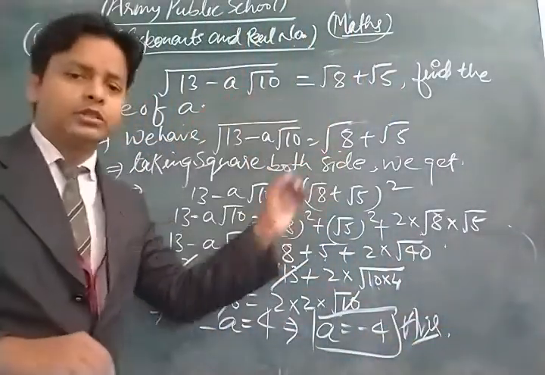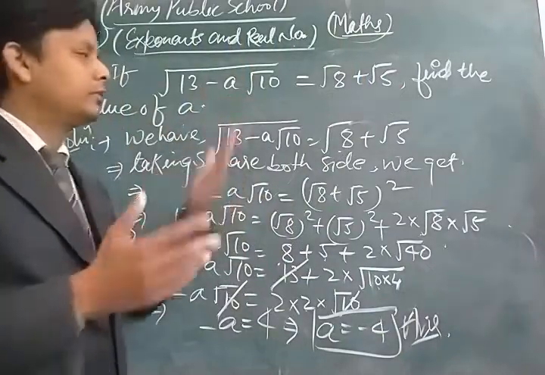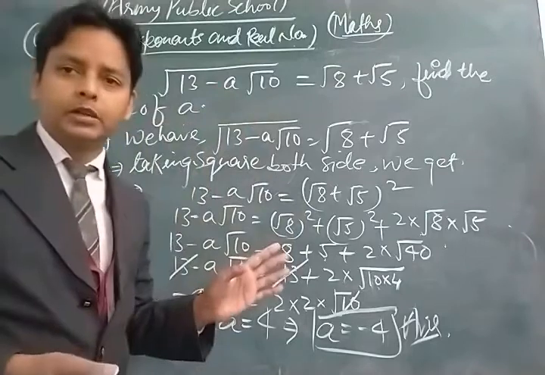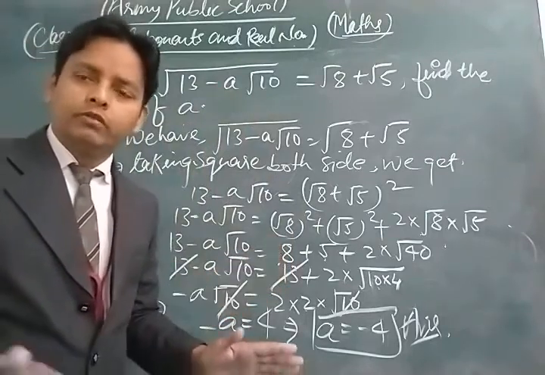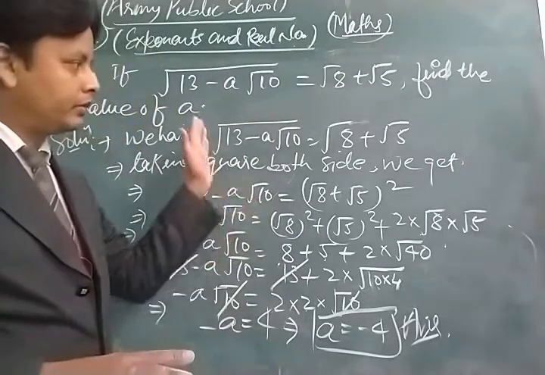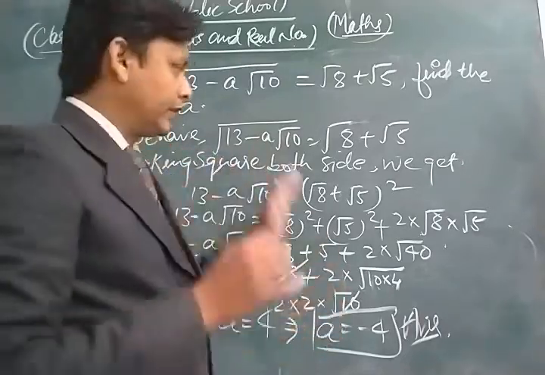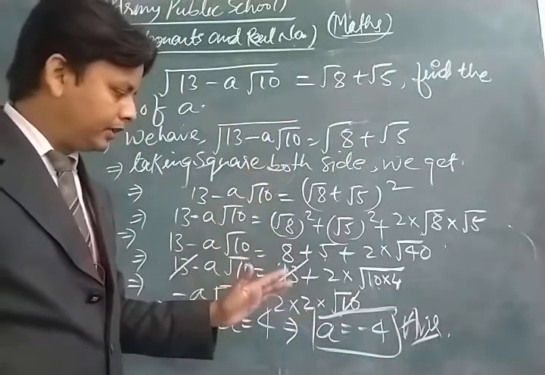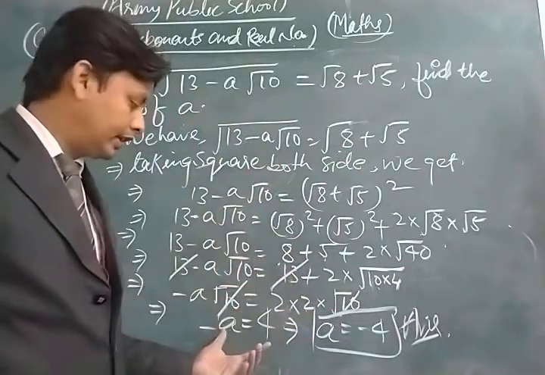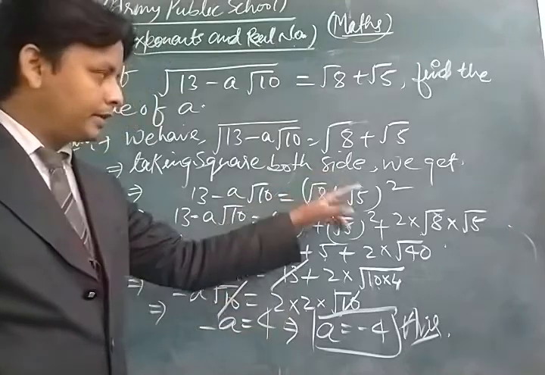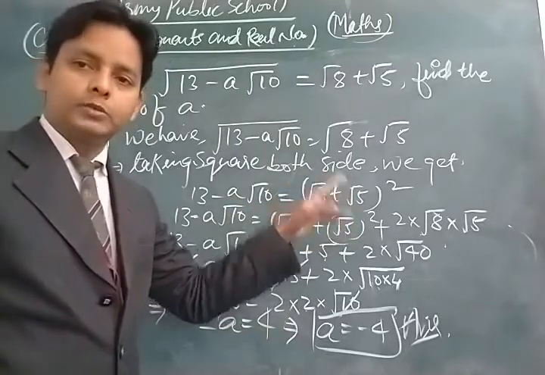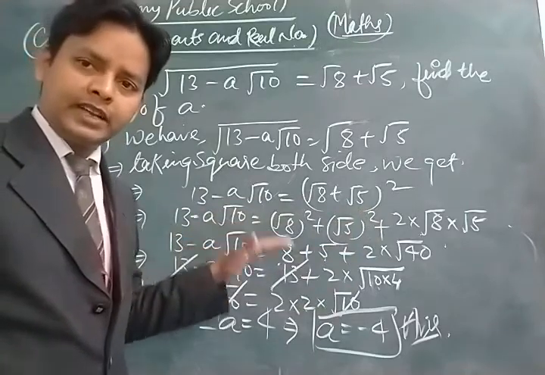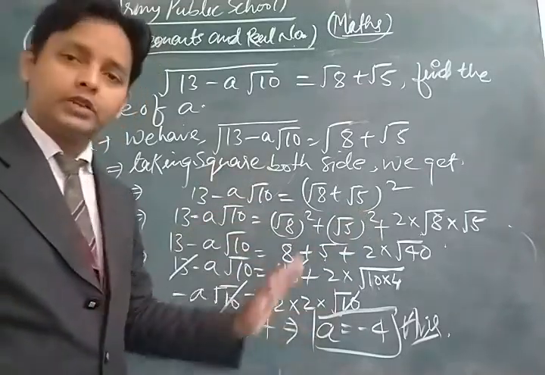This is the given expression, and first of all we observe that we cannot form an identity a plus b whole square or a minus b whole square, because here a is a variable, so we don't form an identity. In that condition we take square both sides. After taking square both sides we simplify them, and after simplification we get the value of a. Here we apply the identity a plus b whole square, that is a square plus b square plus 2ab, and the other expression we write as it is, and after simplifying we get a is equal to minus 4.